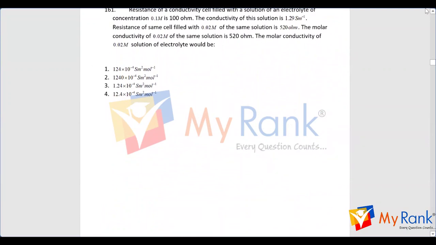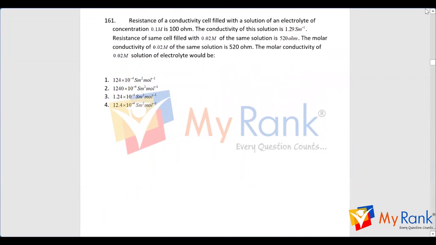Now, question number 161. One important point is that here the answers are in Siemens meter square, so units are very important in this one. The question is about the resistance of a conductivity cell filled with a solution of an electrolyte of concentration 0.1 M.